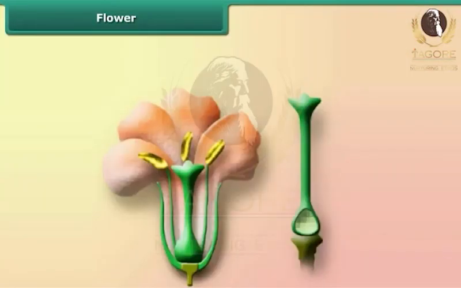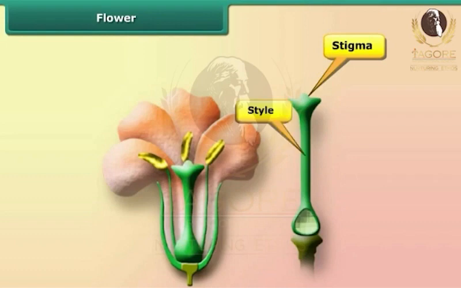The female part of the flower is called the pistil. It is the innermost part of the flower. The pistil has three parts: stigma, style, and ovary. The stigma is the sticky surface at the top of the pistil. It traps and holds the pollen.